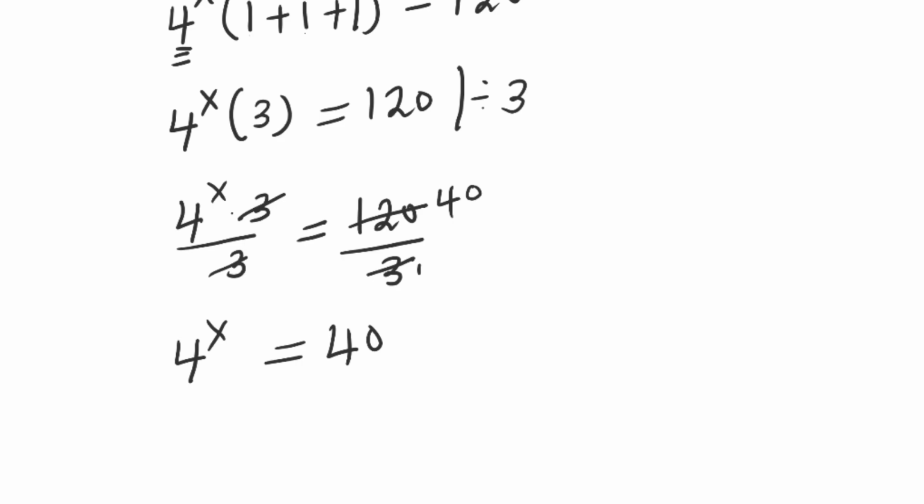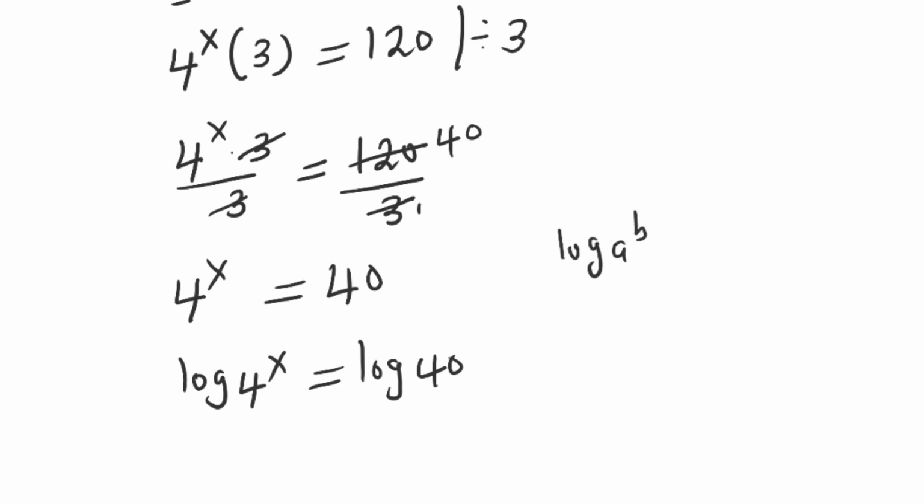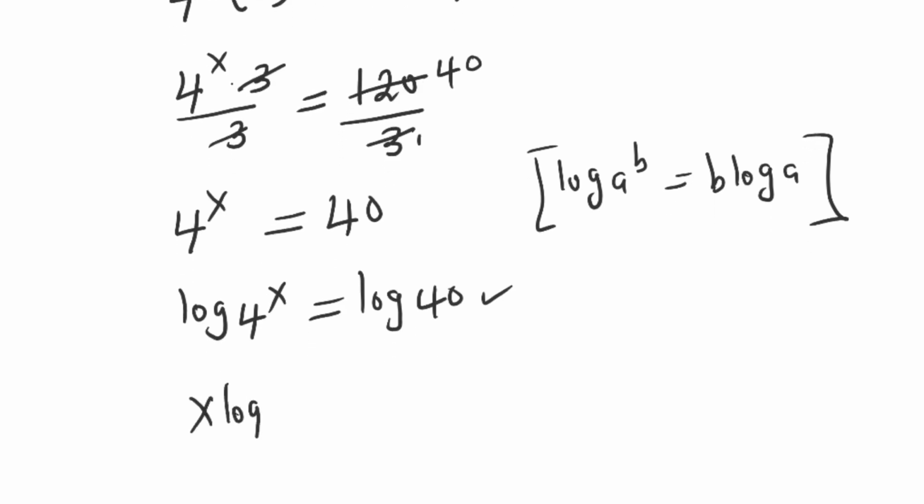Let us take the log on both sides of this equation. We have log 4 raised to power s is equal to log 40. Now take note of this, that if you have log a raised to power b, this is equal to b log a. Then this can be written as s log 4 is equal to log 40.